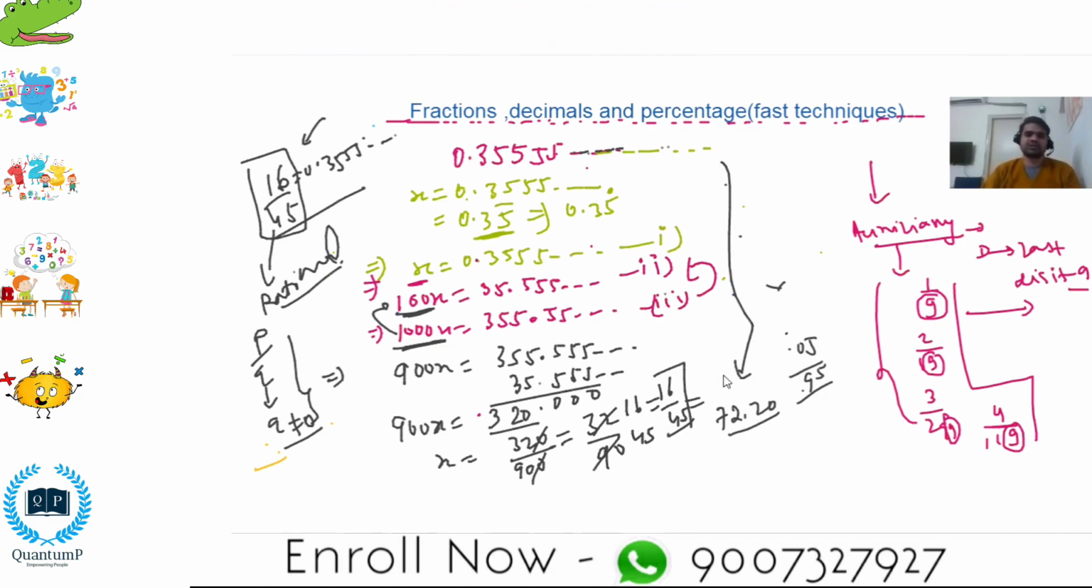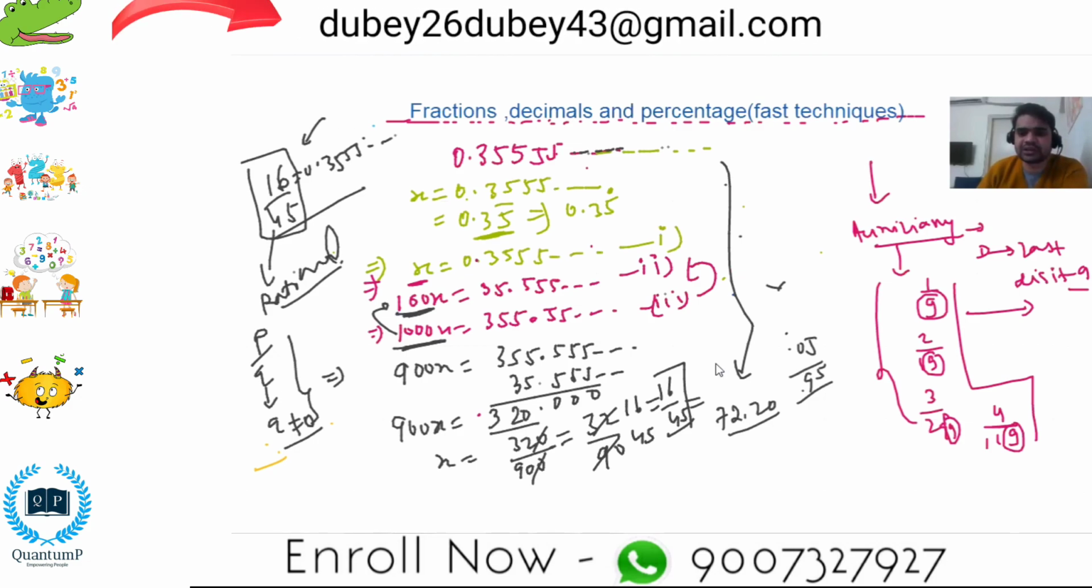So this is the lesson we discussed. This was a very important lesson where we discussed fractions, decimals, and percentages, and that too the fastest approach. I'm going to start algebra in the next class. I'll start with simultaneous equations, then I'll go into the quadratic and the cubic ones.